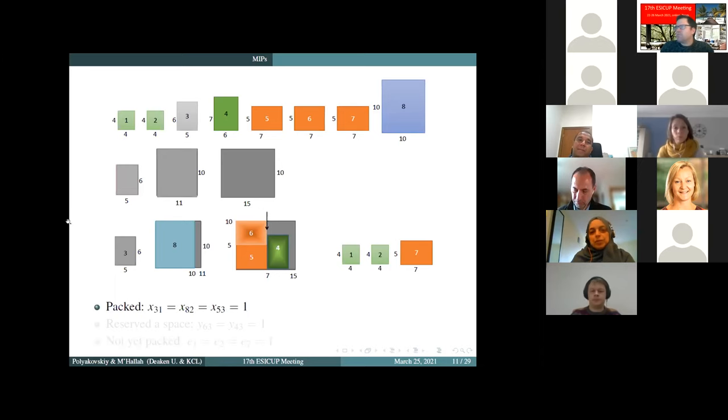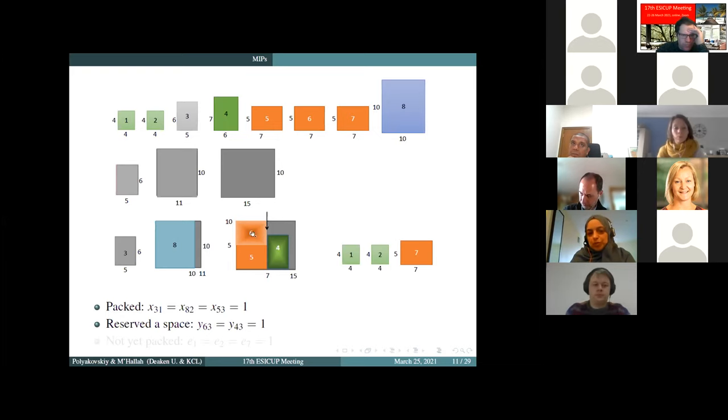So for example, here we are going to have that X3,1, the bin type is going to be equal to one. We are going to have XA2 equal to one, because we have item A that has been assigned to a bin of type two. And we are going to have X53 equal to one. But on the other hand, because we can only assign one item to each region, we are going to have these two items that have been reserved some space. So we just give them their Y variables equal to one.